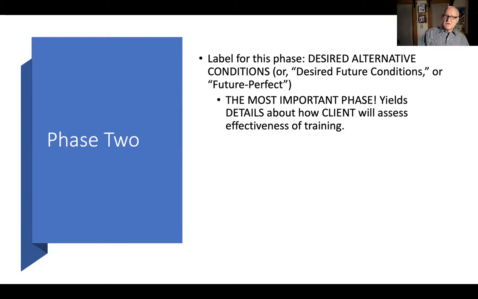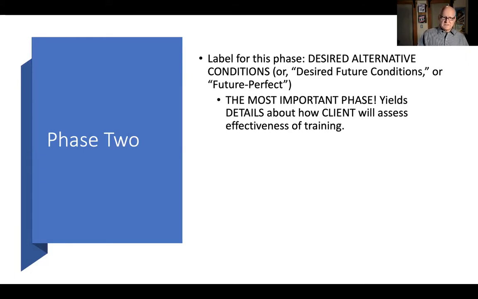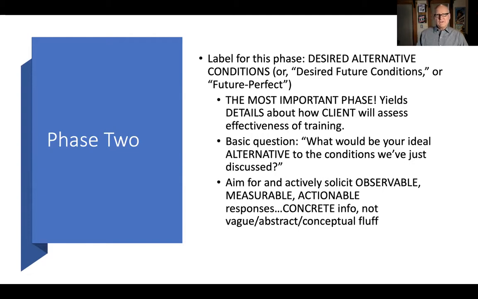So this is important for that reason. And then also it's also important for a couple of other reasons. But the basic question that you're going to ask is, what would your ideal alternative be to current conditions? That's the basic theme of the question, the vibe of the question. Again, that's the music. You can say it in different words as long as you keep the music. And what you're always looking for in this phase is observable, measurable, actionable, concrete, sensory-specific detail.